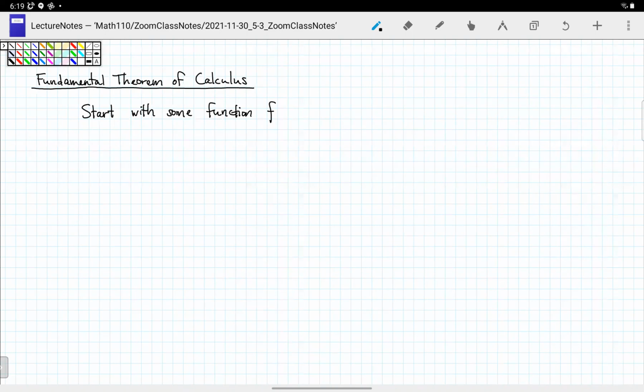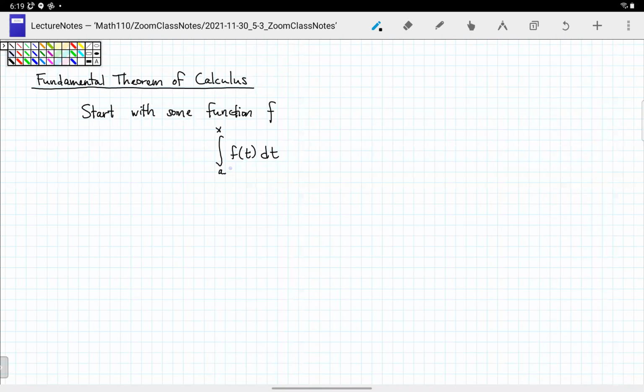But so we start with some function f, and we define this new function, which is the integral from 0 to x of f of t dt. So the input variable here is that x. And I can also say that it doesn't matter what you start at. It could be any number a, any number a that makes sense in terms of where f is defined.